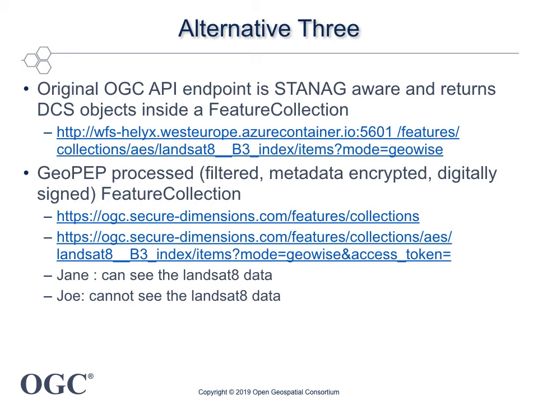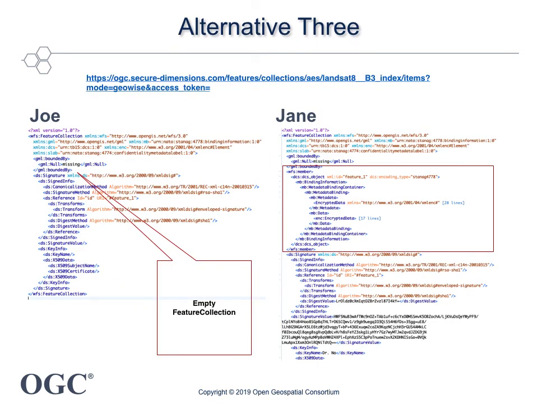As illustrated to the left, Joe receives an empty feature collection. As illustrated to the right, Jane receives a feature collection where the feature is a STANAG encoded data object including STANAG metadata and an encrypted data object. The GeoPEP is able to filter based on the metadata part of the DCS container.